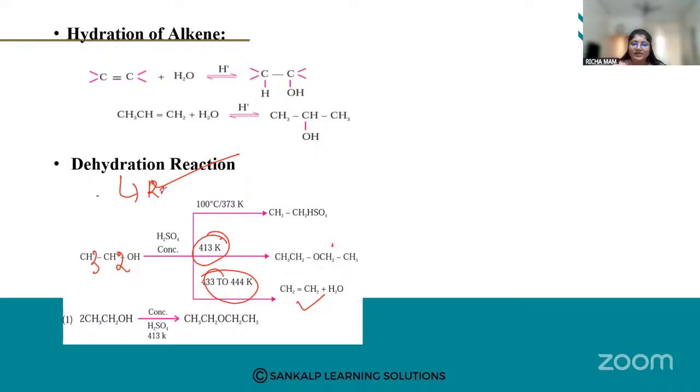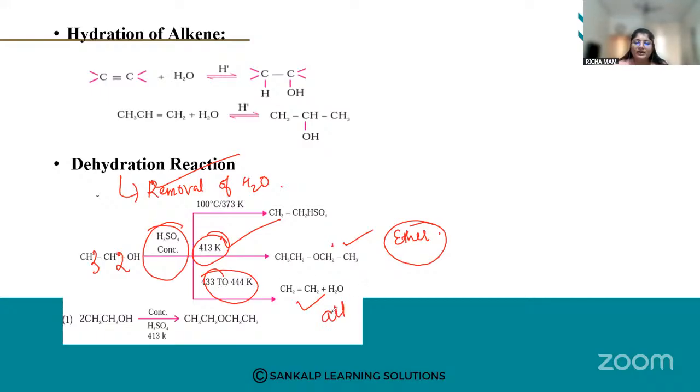Alcohols undergo dehydration. Dehydration means removal of water, in the presence of some acid. So it will give you alkene or ether depending upon the temperature. If the temperature is 413 Kelvin, you are going to get an ether. If the temperature is 433 to 444 Kelvin, you are going to get an alkene. So depending upon the temperature, I am going to get the products.